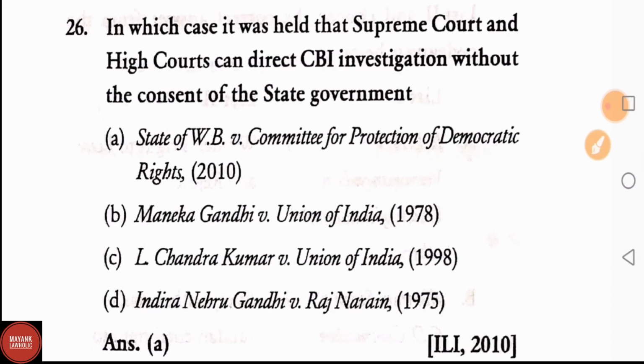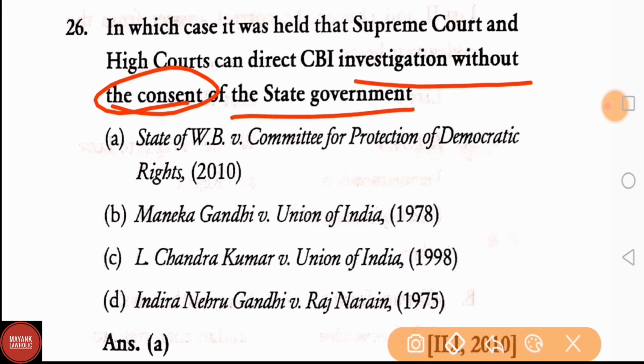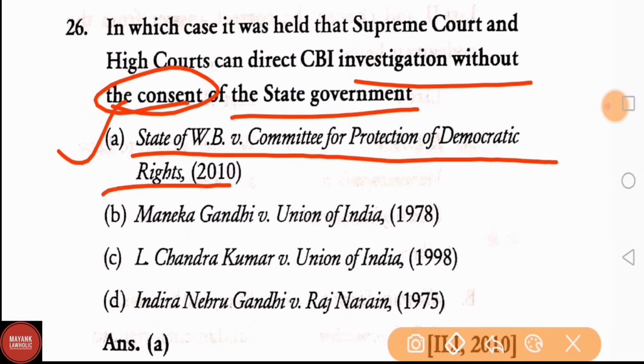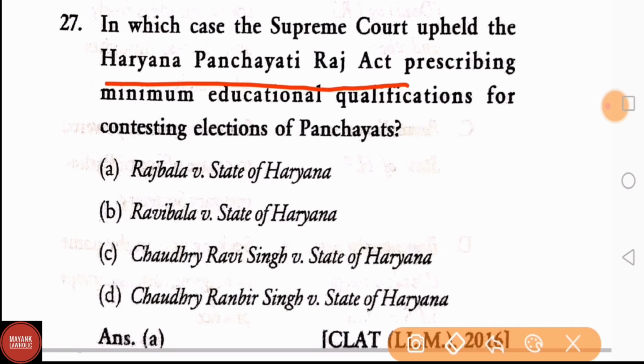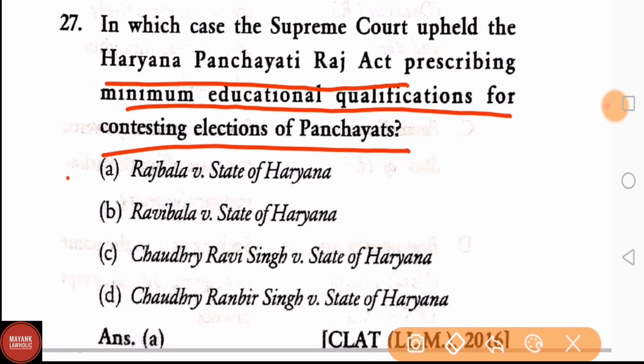Question number 26. In which case it was held that the Supreme Court and High Courts can direct the CBI investigation without the consent of the state government? It was held in the case of State of West Bengal versus Committee for Protection of Democratic Rights, 2010. Question number 27. In which case the Supreme Court upheld the Haryana Panchayati Raj Act prescribing minimum educational qualification for contesting elections of panchayats? In the case of Rajbala versus State of Haryana.